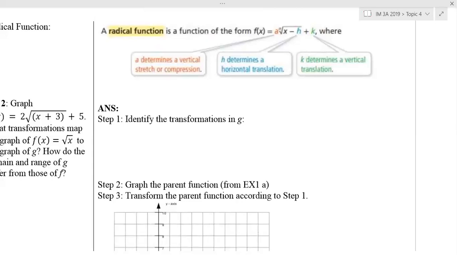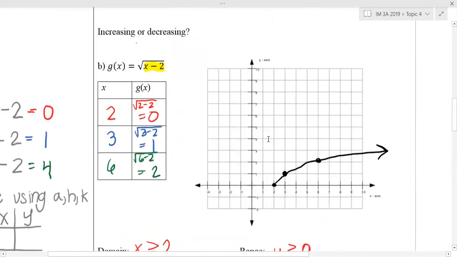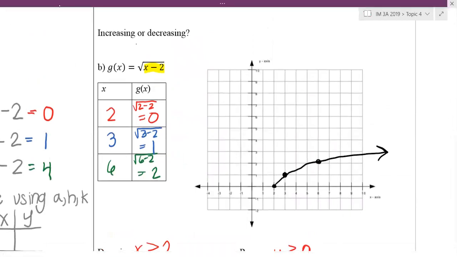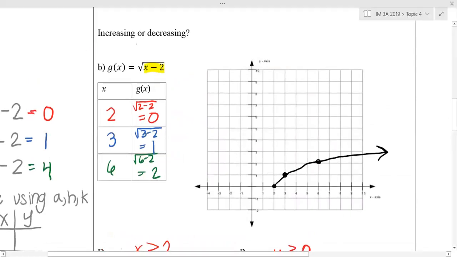So if I multiply by A, that determines a vertical stretch or vertical compression. H determines our horizontal translation, so it's moving it left or right, and K determines a vertical translation, so that's moving it up or down. So thinking about that form in the equation that we have here, we can think about it as it having a 1 in front and a plus 0 at the end.